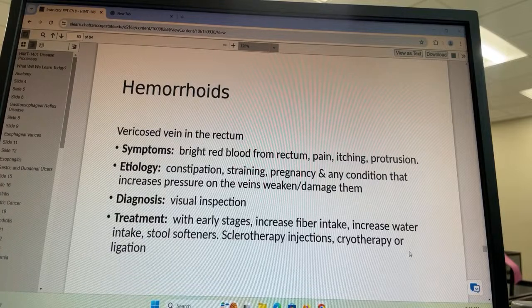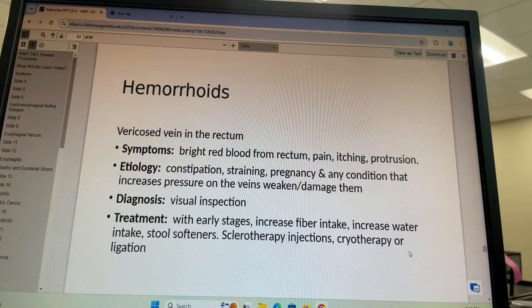What causes this is kind of the same thing that causes any weakening. So constant straining and constipation, putting pressure, weakening them. Pregnancy is a big one just because you've got a whole human inside of you putting pressure, and especially during delivery, all that straining and pushing can cause hemorrhoids.